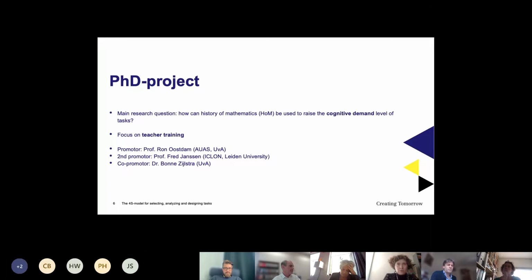In my PhD project, I focus basically on cognitive reasons for using history of mathematics. So I wrote up my main research question here: How can history of mathematics be used to raise the cognitive demand level of tasks? As I said before, there are a lot of different reasons for using history of mathematics, but I'm going to focus on the cognitive ones.